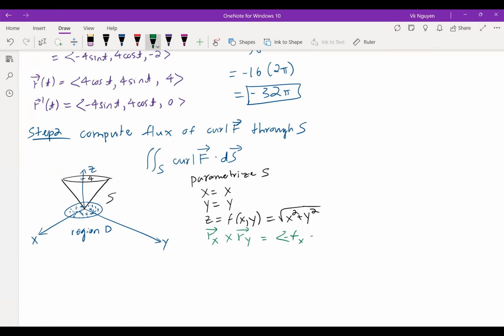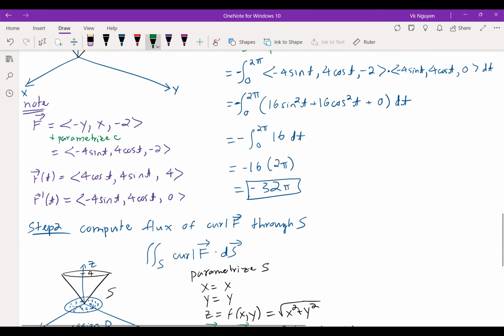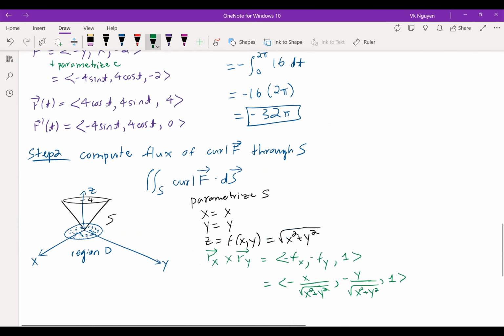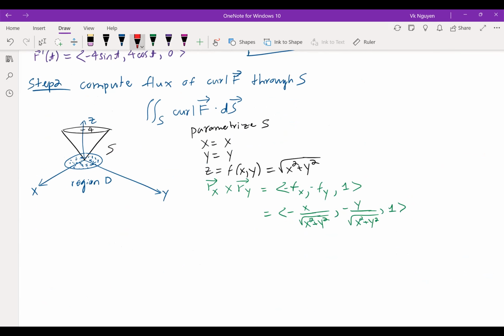r_x cross r_y is minus f_x, minus f_y, 1. So this would be a minus derivative with respect to x, which is x over root x squared plus y squared, minus y over root x squared plus y squared, 1. However, if you notice that the normal vector is pointing downward, so you need to negate this thing here.